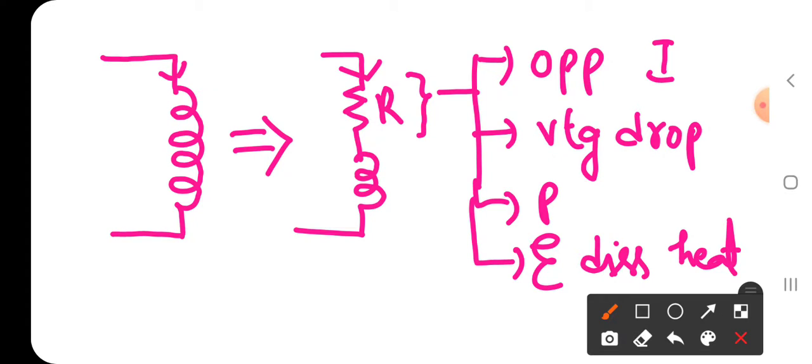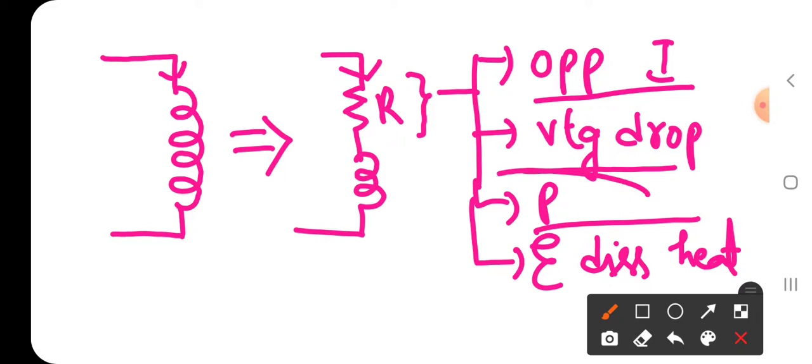In the form of heat. So now we consider these four statements. What will the resistor do? The resistor will oppose the flow of current. Whenever current is passing through the resistor, the resistor will drop the voltage. Whenever current is passing through the resistor, it will absorb power. Whenever current is passing through the resistor, it will dissipate electrical energy in the form of heat.